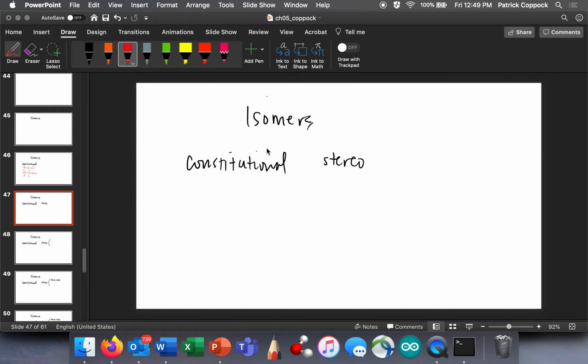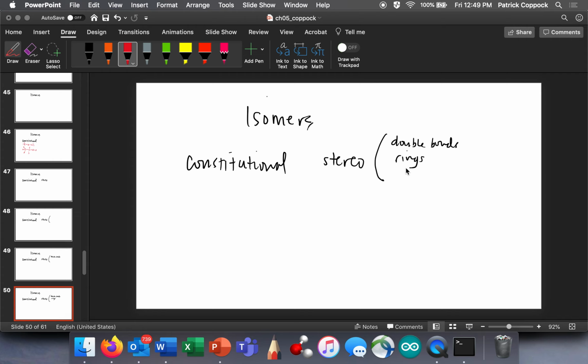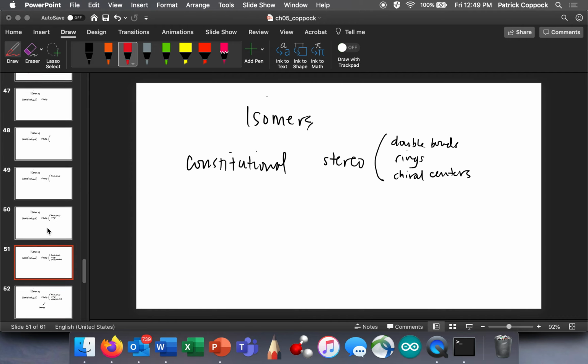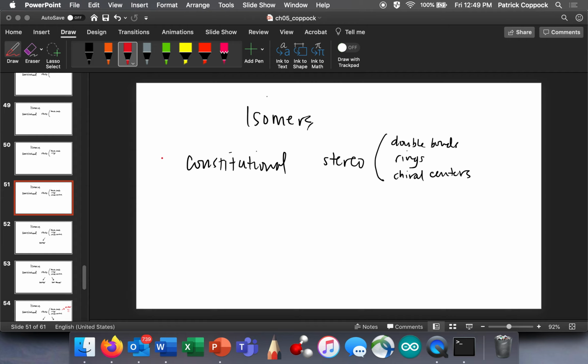Then the next kind of isomer is stereoisomers. And stereoisomers have three, we saw three instances. First of all, double bonds could make stereoisomers. Rings could make stereoisomers. And chiral centers could make stereoisomers, right? So remember now with all of these, if you had a mirror image, then this was called an enantiomer.